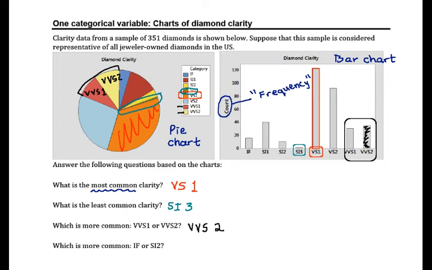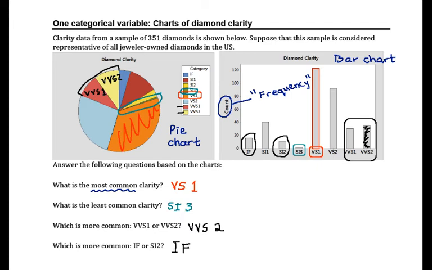And which is more common, internally flawless or slightly included 2. Again, the bar chart's probably easier to look at here. The labels are right next to the bars, and bar heights are a lot easier to compare than wedge areas. So more common, let's go with IF.